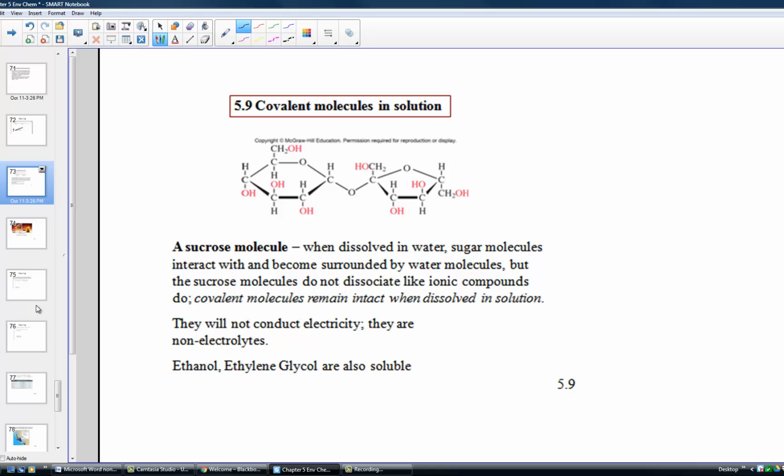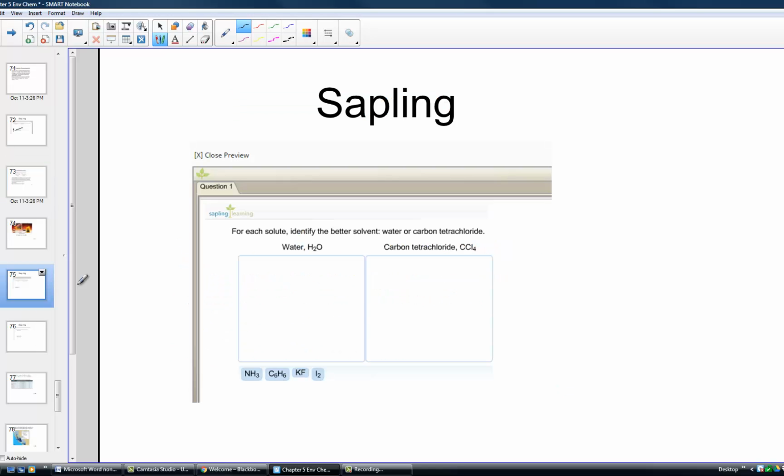And just glancing through anything else as we bring closure to the lesson. For each of the solutes, identify the better solvent, water or carbon tetrachloride. And this goes back to our lesson of likes dissolve likes. Likes dissolve likes. Water is a polar molecule.